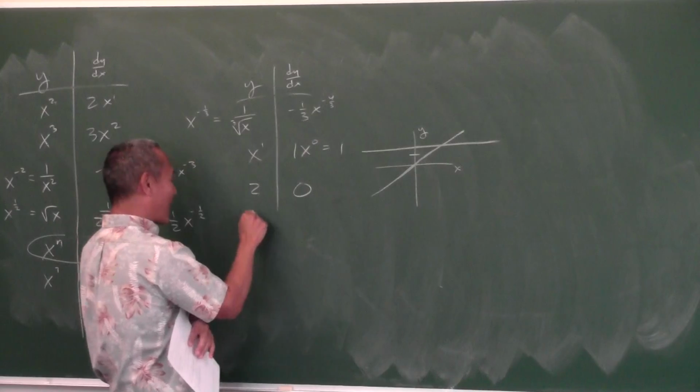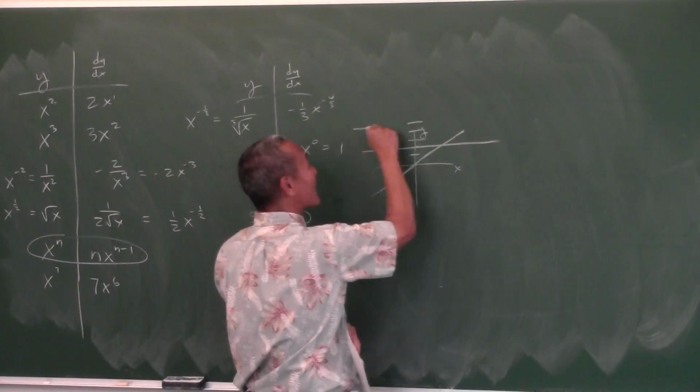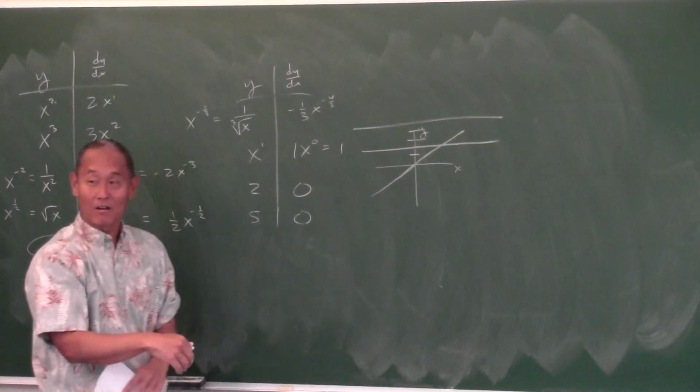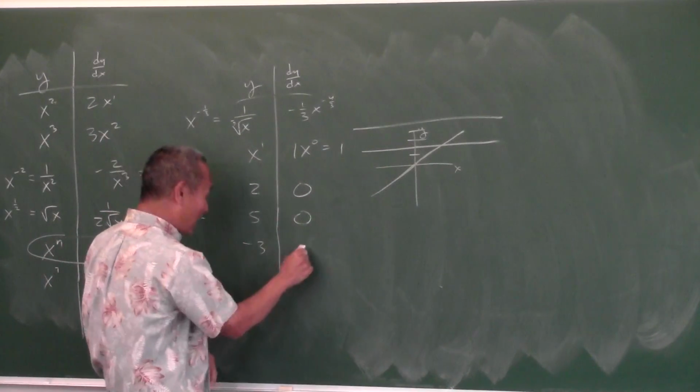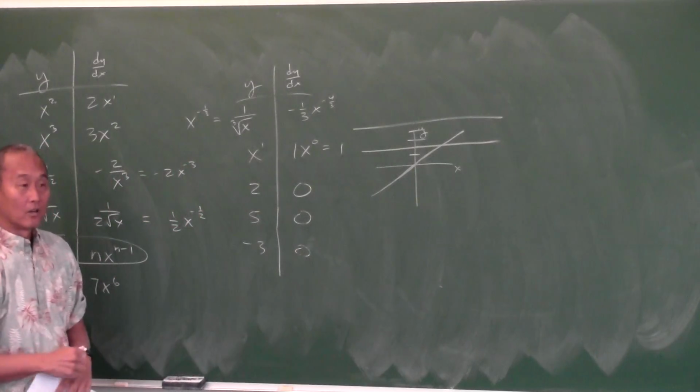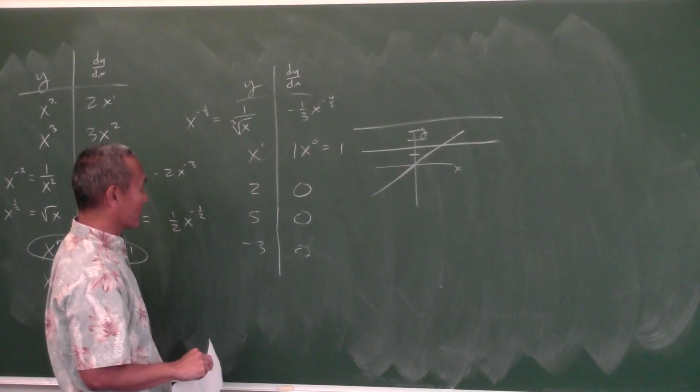What's the derivative of 5? 0, because the graph of y equal 5, same thing. It's a horizontal line. The slope is 0. What about negative 3? 0. Oh, so Mr. Park, anytime you have a constant, then the derivative is 0. Wait, let me look. Yeah.